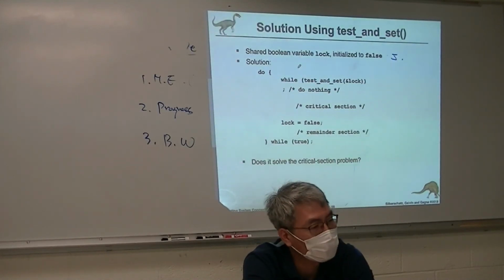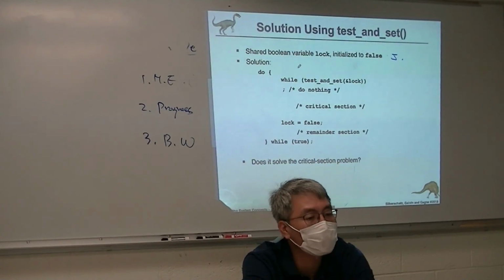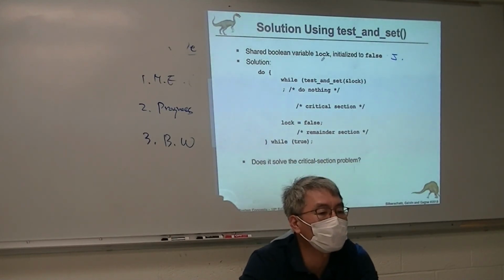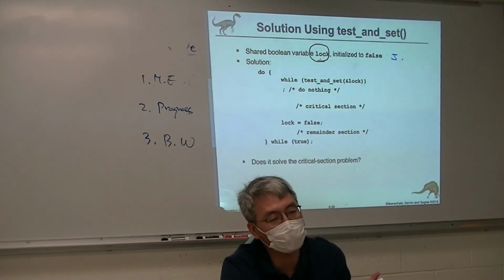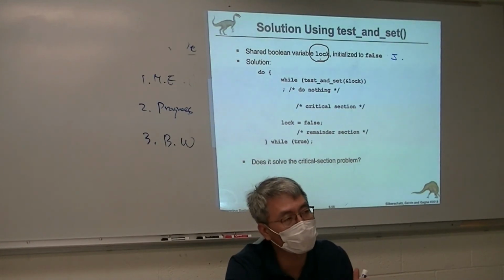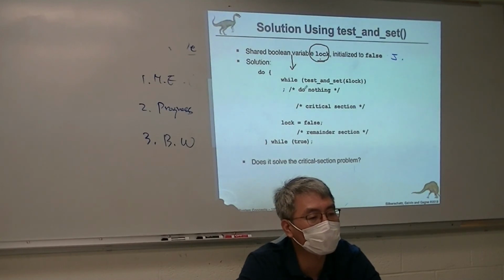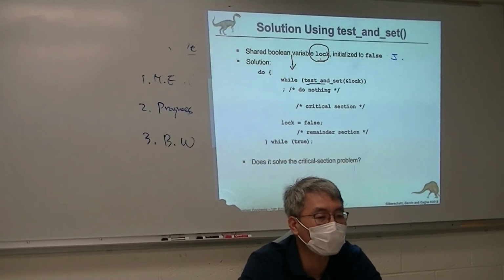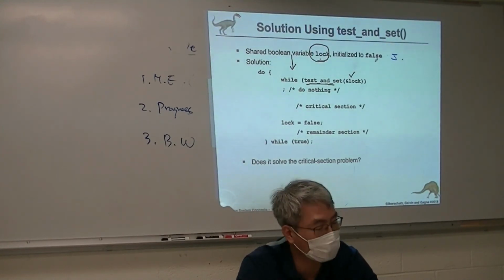Then how can we use this for the synchronization problem solution? We are going to use one shared variable, lock. So lock is false, which means not being used. If lock is true, it's being used. So if a process comes in and does test and set on the lock, right now what's the value of the lock? It's false, initialized, nobody used.